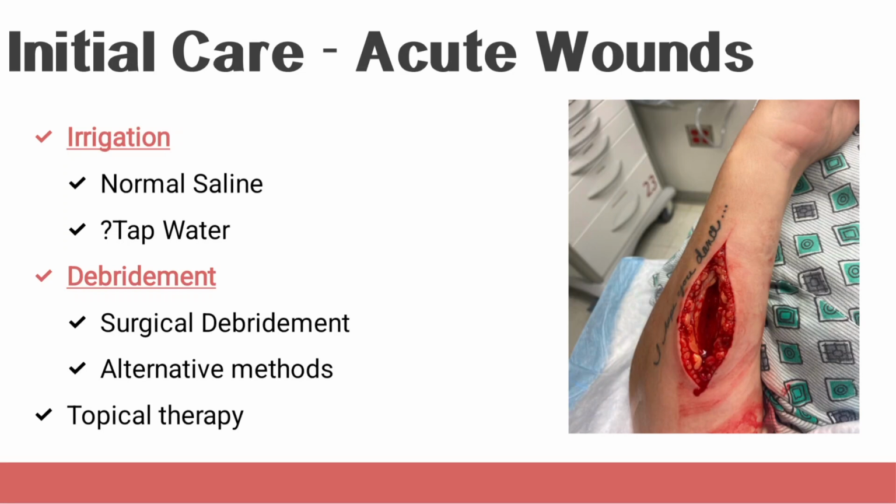So now let's see initial care of an acute wound. In an acute wound, let's say a cut injury, usually we have to irrigate. Usually we can use normal saline, and if there's no normal saline, we can even use tap water, which is clean. And surgical debridement can be used to remove the devitalized tissues, debris and dirt, and clear out the wound bed for proper healing.